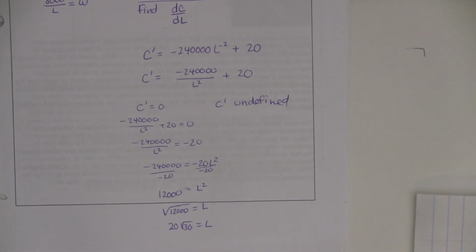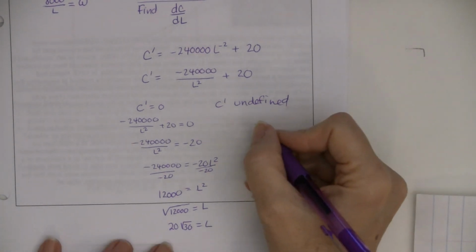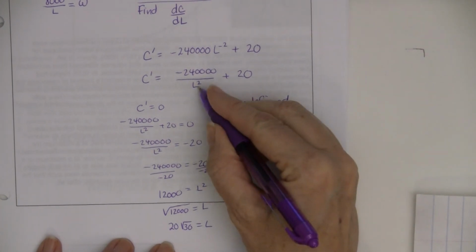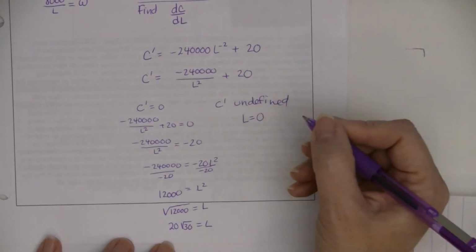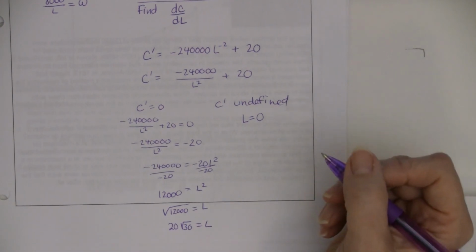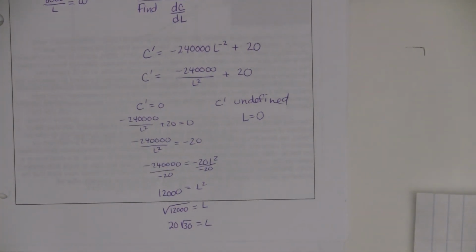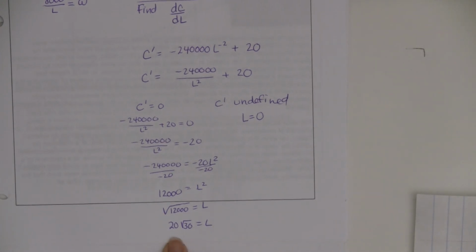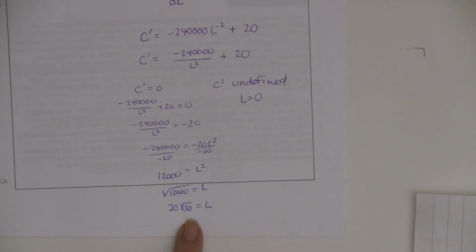So okay, so we have this, and C prime is undefined when L equals 0, right? Because the denominator is 0, but that's not going to make sense as far as something I would need to test, because the length can't be 0. And so the critical value that I'm concerned about is the 20 square root of 30.